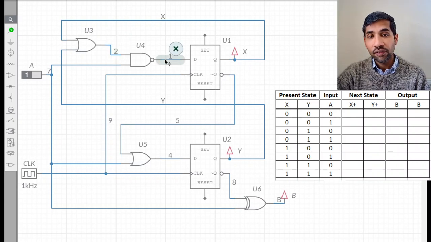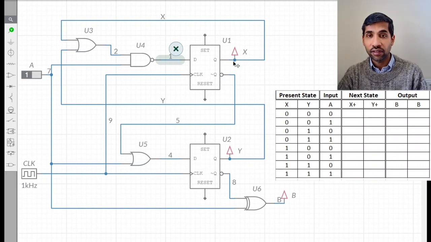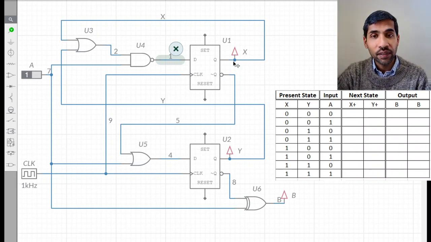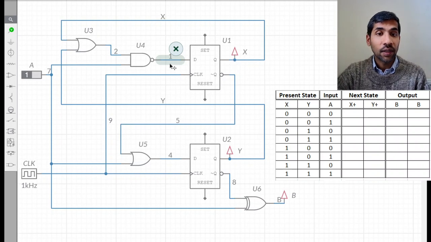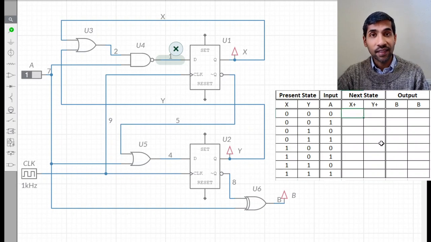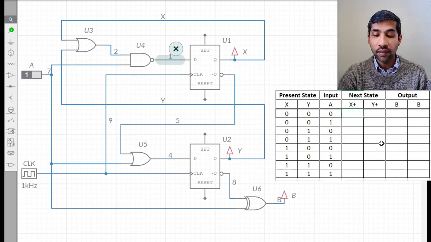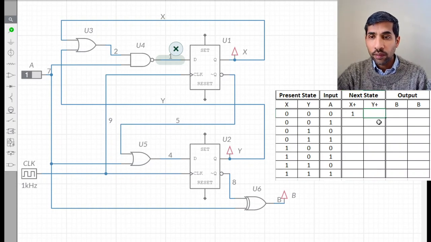If you get a 1 here, what is going to be the next state? After the clock signal arrives, what will happen in a D flip-flop? The output is going to become 1, so X is going to become 1. Let's put that in. So the next state X plus is going to be 1. What about Y plus?